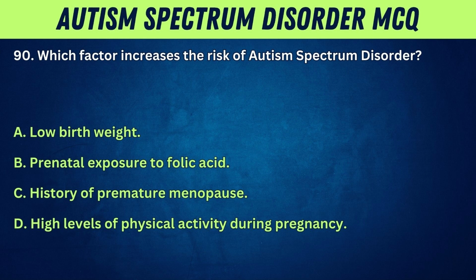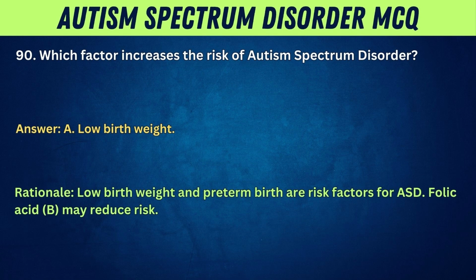90. Which factor increases the risk of autism spectrum disorder? A. Low birth weight. B. Prenatal exposure to folic acid. C. History of premature menopause. D. High levels of physical activity during pregnancy. Answer. A. Low birth weight. Rationale. Low birth weight and preterm birth are risk factors for ASD. Folic acid, B, may reduce risk.